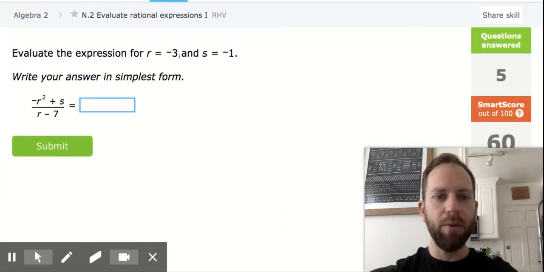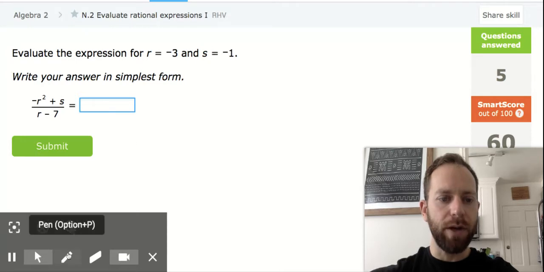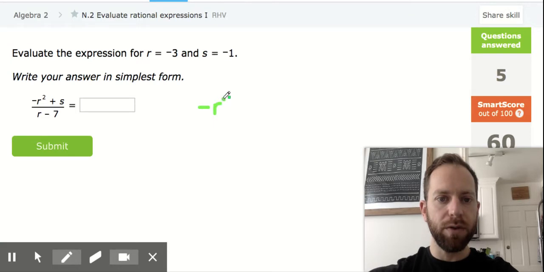Another one with the exponent, but here we have 2 variables to substitute. So let's do this one. All right, so here we're substituting negative 3 for r. Let me just write this one out. Negative r squared plus s divided by r minus 7.